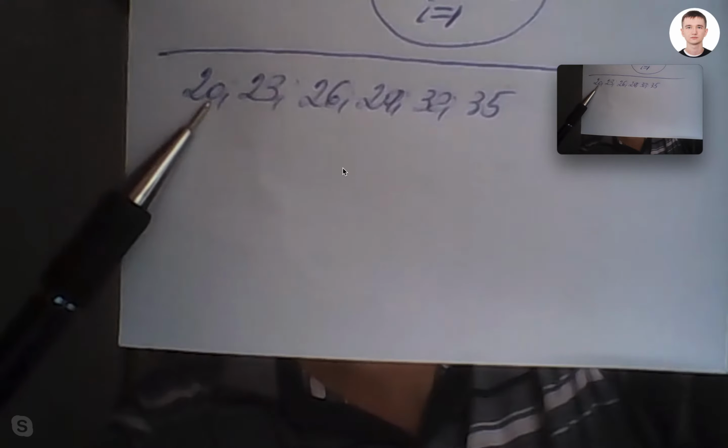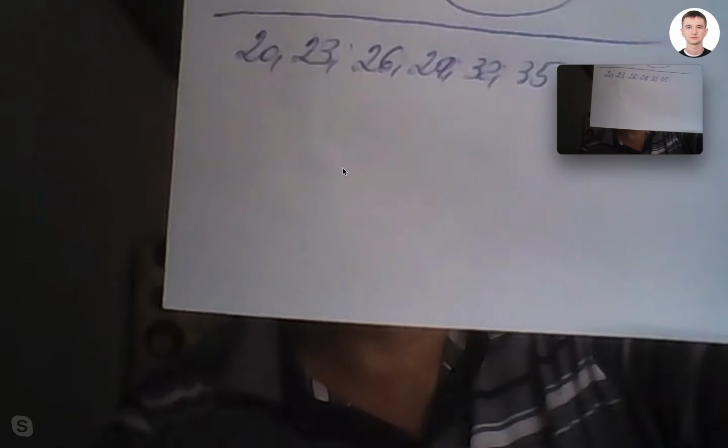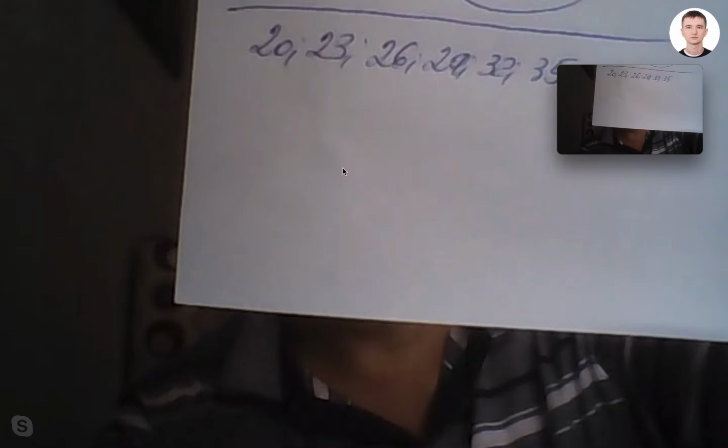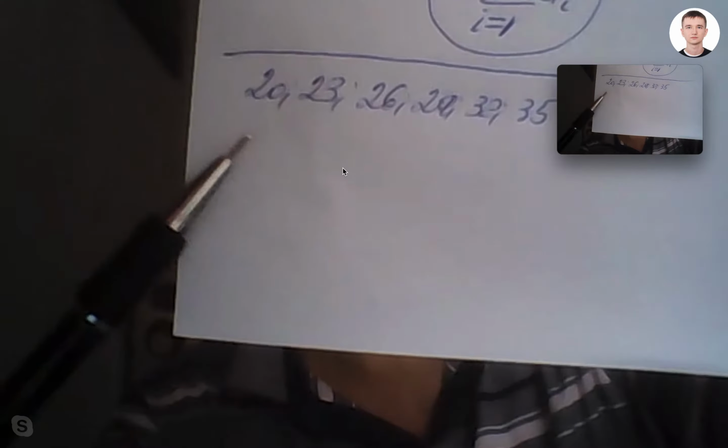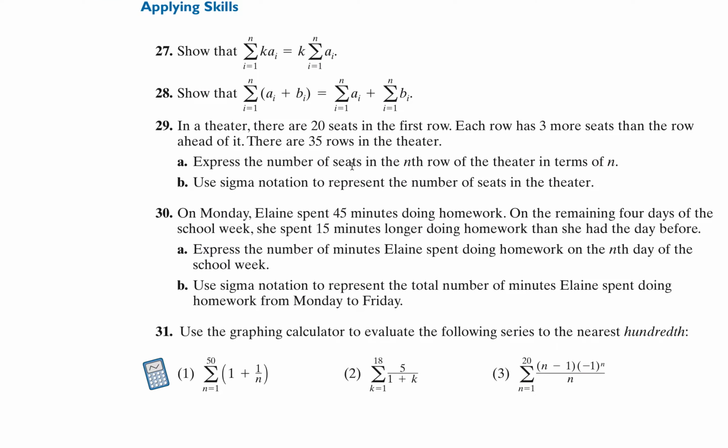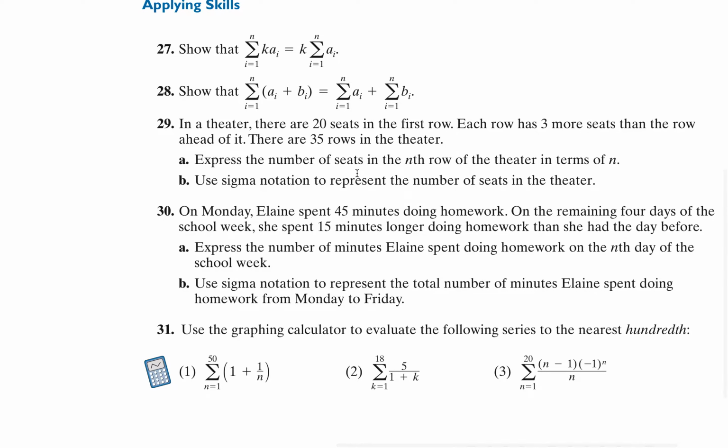This is the following sequence of seats in the rows, and let's find the sum of seats in the theater. In that sequence, 20 plus 23 plus 26 plus 29 plus 32 plus 35. The common difference is 3. You're right.